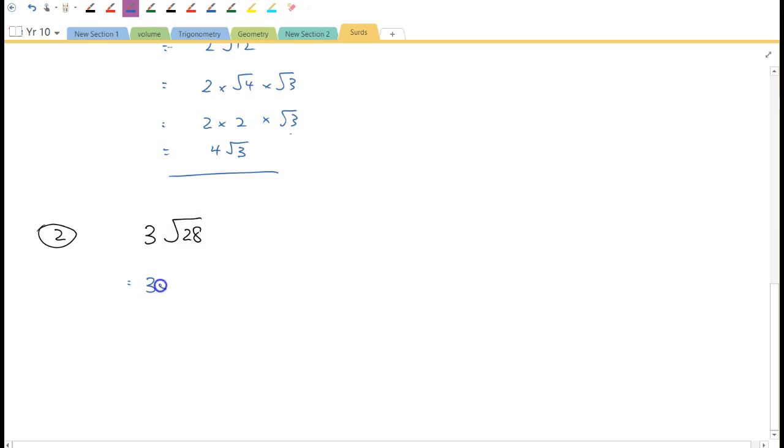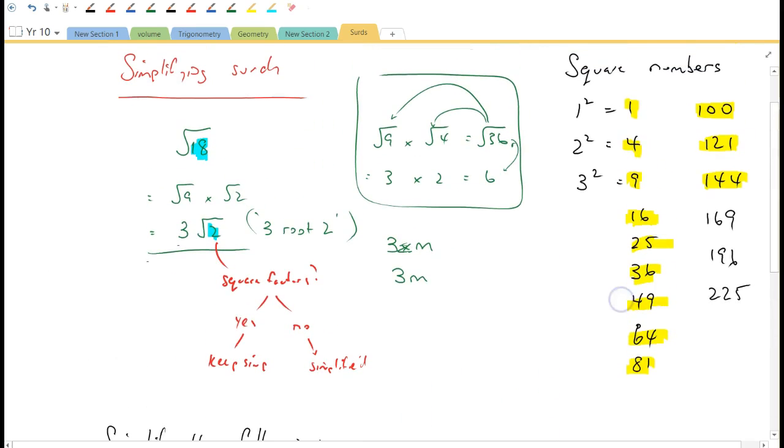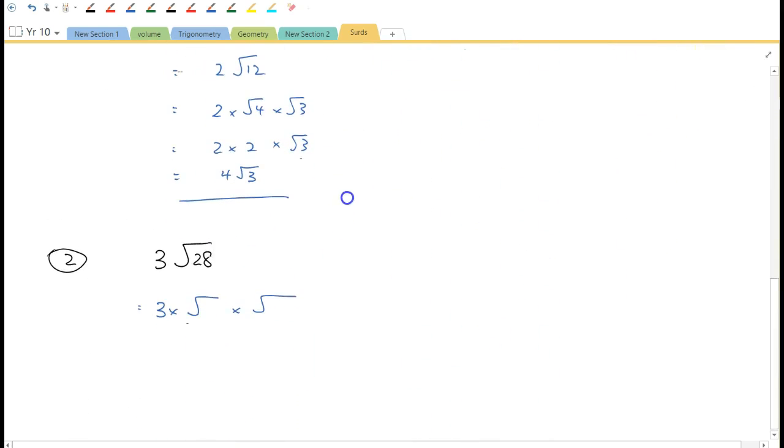Does the 28 have a square factor? Let's have a look at my list again. 4 times 7. I know 4 sevens are 28. Alright, 4 times 7. Look at that.